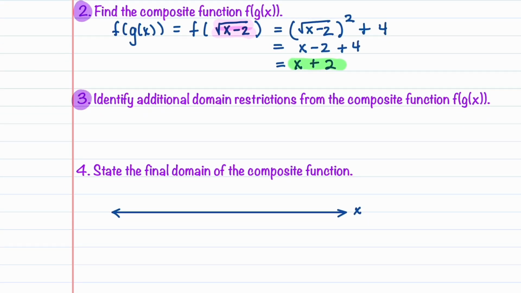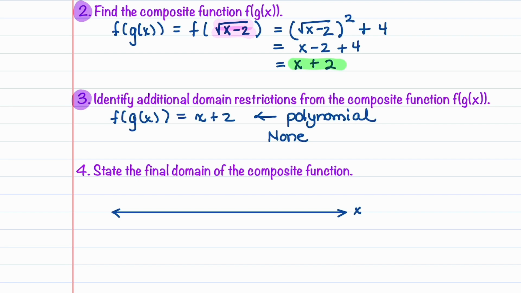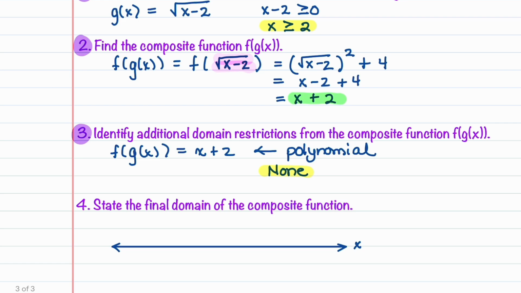Our third step is we're going to look at our composite function and see if there are any domain restrictions. Our composite function f of g of x is equal to x plus 2. Let's notice that this is a polynomial, and all polynomials have no restrictions on their domain. They are defined for all real numbers. So for the restrictions, let's just write down none. And I'll go ahead and highlight that. Let's pull this back down so we can see our first restriction.